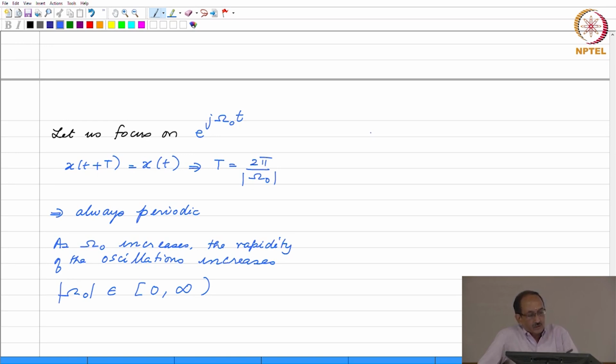So, very natural to ask this question about the discrete time counterpart e to the j little omega naught n. Omega naught can also be 0, that will give you the DC signal, right? For the DC signal, what is the period, that is a minor issue, but omega naught can indeed take on the value 0, which will give you your familiar DC signal.